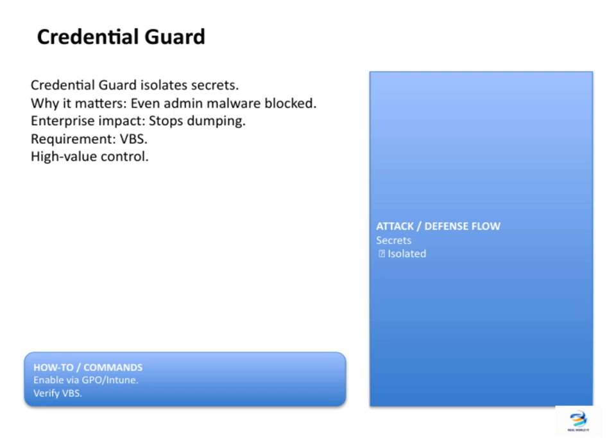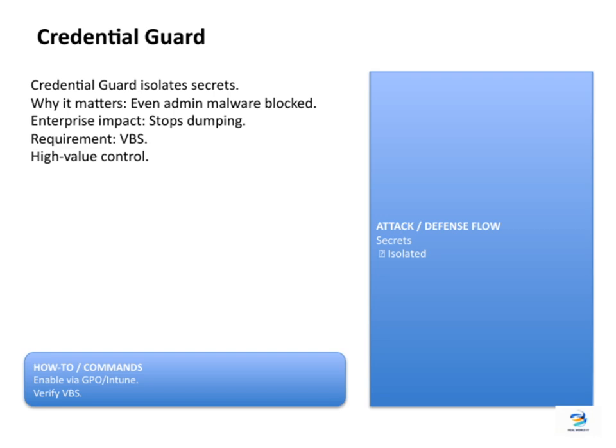Why does this matter? Because even if malware manages to run with admin rights, it won't be able to dump or steal those secrets. This significantly raises the bar for attackers and adds a robust layer of defense. From an enterprise perspective, this technology helps stop credential dumping attacks, which are a common way attackers escalate privileges or move laterally within networks. The main requirement here is VBS. Without it, Credential Guard can't function. So, enabling VBS is a vital step to protecting your most sensitive credentials and maintaining control over high-value assets in your organization.